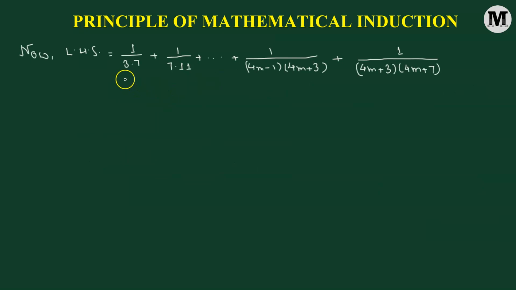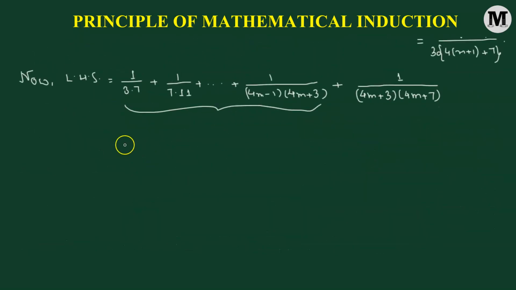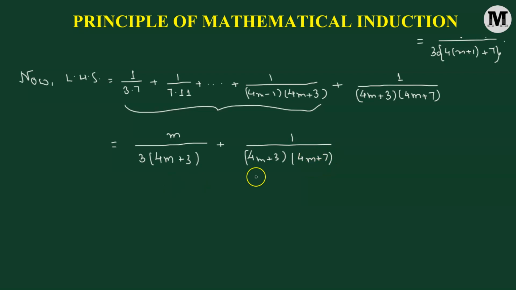Luckily for us, if we consider the first term and its sum all the way up to the second last term, this is nothing but the statement P(m). So we can replace this sum with m over 3 times (4m plus 3), because we've assumed that P(m) is a true statement. So this entire expression is replaced with m divided by 3 times (4m plus 3), and to it we add 1 over (4m plus 3) times (4m plus 7).